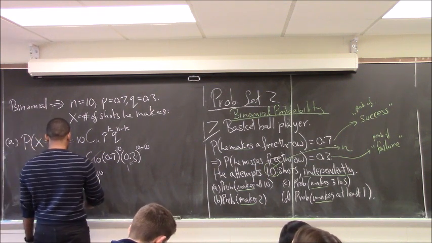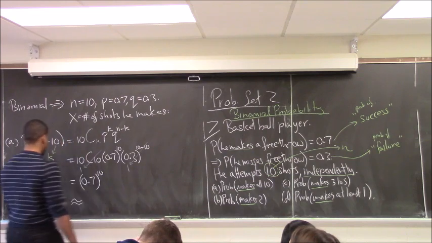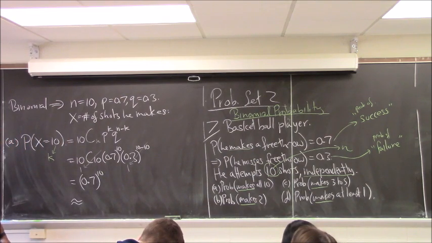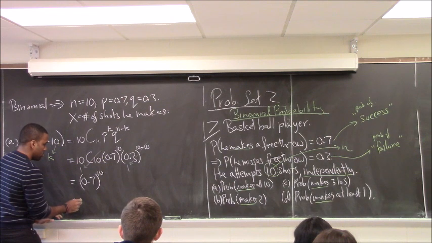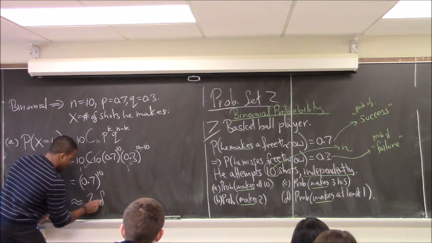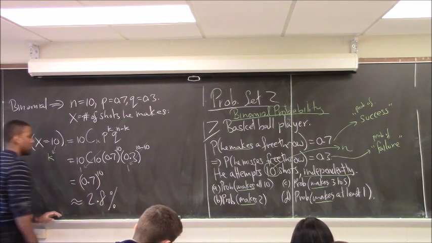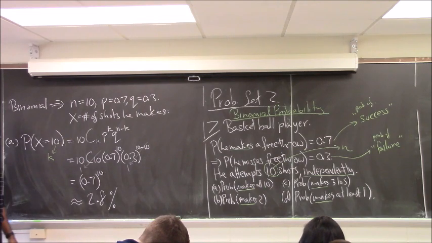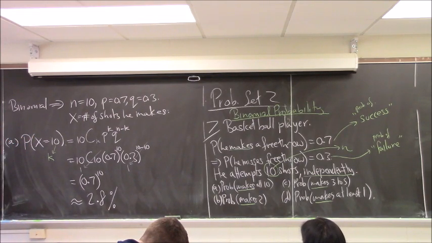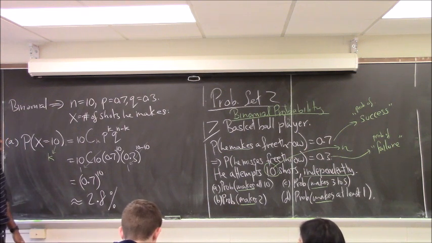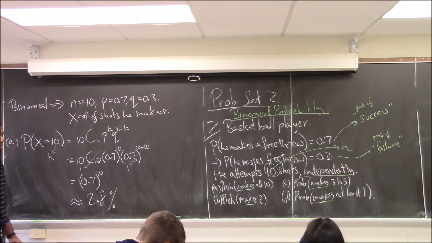What is this? Roughly, 0.7 to the 10 is 2.8%. Huh? 2.8%? Yeah. So this guy who makes 70% of the shots that he takes, the probability that if he takes 10 in a row, he's going to make all 10, is 2.8%.